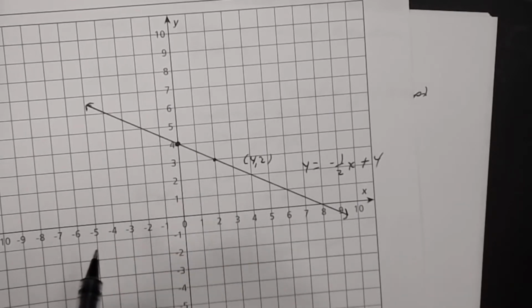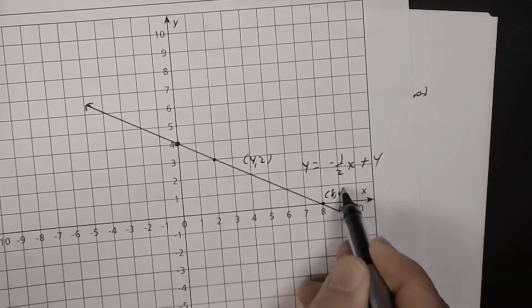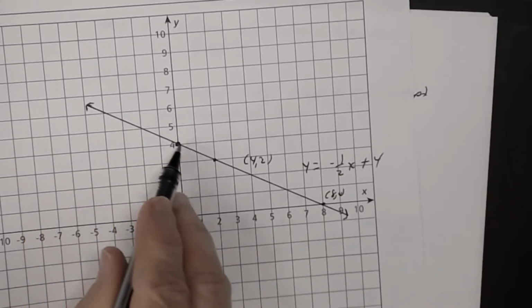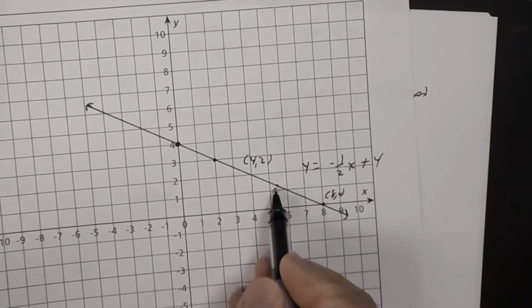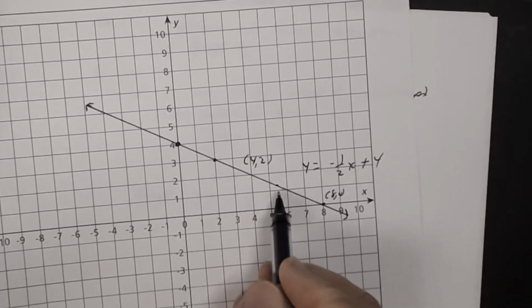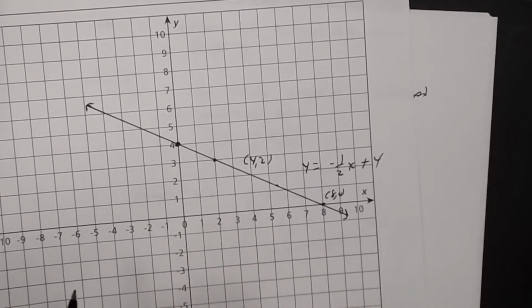So 4, 2 is a solution. See this part right here? 8, 0 is a solution. Any point on that line is a solution. This point right here, whatever that is, it's not lying on one of those nice little intersections here, so that would be an approximation. But any point on that line is a solution.